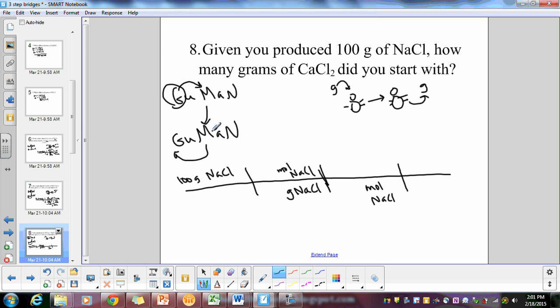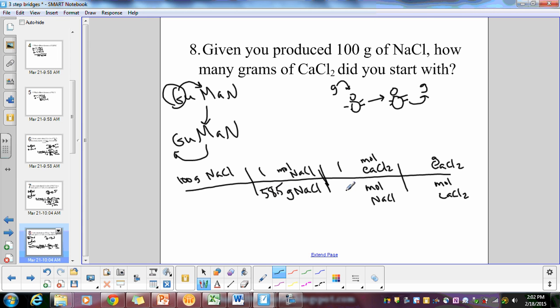Moles of NaCl drops down. From moles of NaCl, I'm going to moles of my new substance. This is the CaCl2. Moles of CaCl2 drops down. And from moles, I'm going to grams. So grams of CaCl2 is where I want to end up. 1 mole of NaCl is the same as 58.5 grams. That's the molar mass that we did earlier.